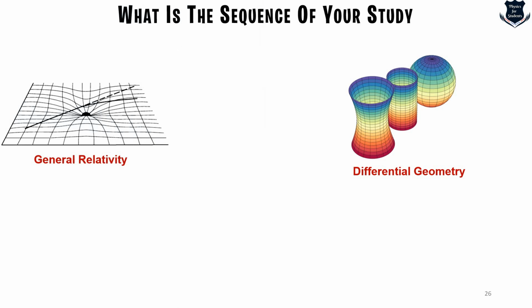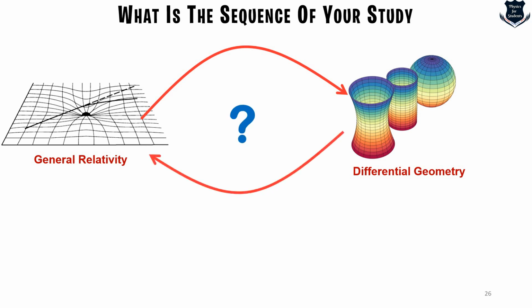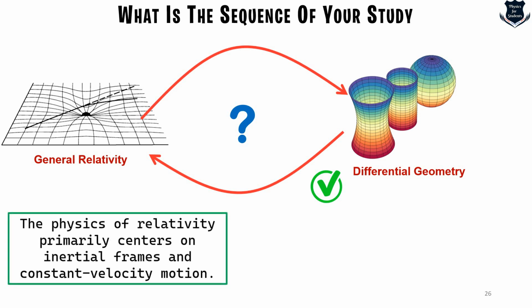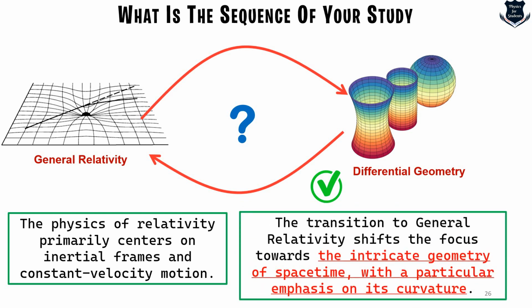So if we take general relativity and differential geometry, the question is: do we go from general relativity to differential geometry or differential geometry to general relativity? Obviously, the answer is that we should go from differential geometry to general relativity. The reason is this: the physics of relativity primarily centers on inertial frames and constant velocity motion, which was there in special theory of relativity. And the transition that we saw in general relativity focuses on space-time, with particular emphasis on curvature. So what we understand from here is that we should start at least with the basics of differential geometry and then go and understand the physics or the mathematics of general relativity.